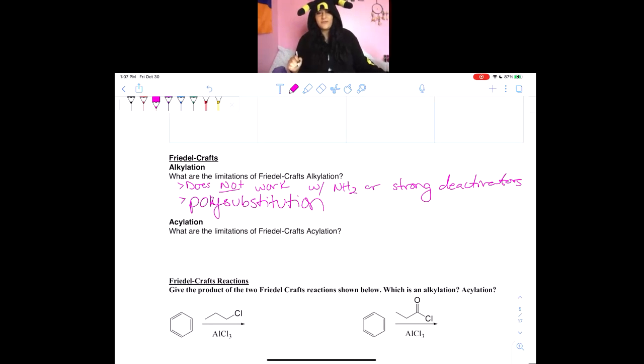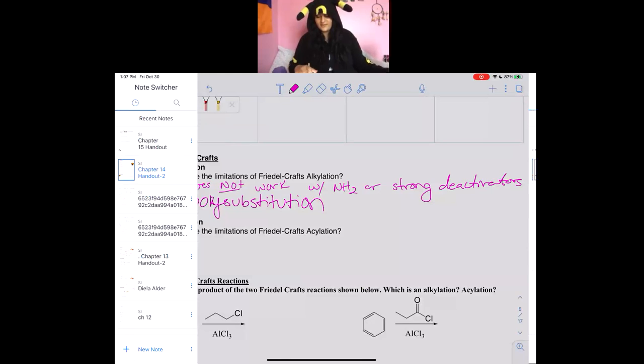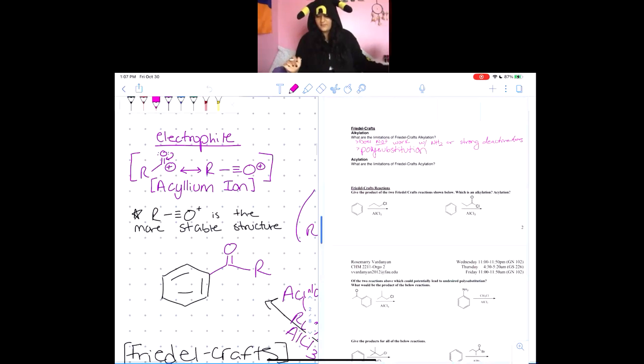Someone asked a question about the last thing that we talked about, so I'm going to open that back up real quick. These two are both the acylium ion, but this is going to be the more stable one because the charge is on the oxygen.